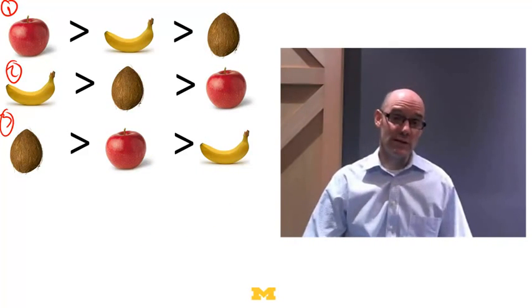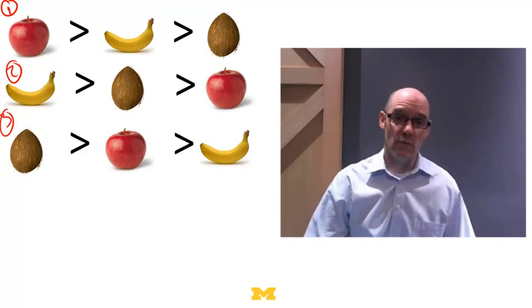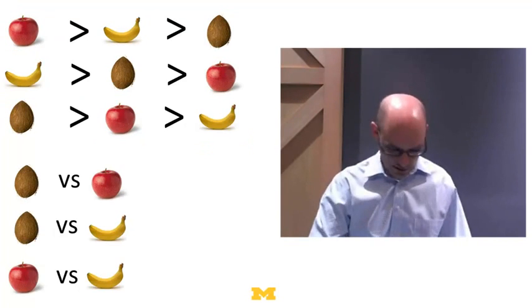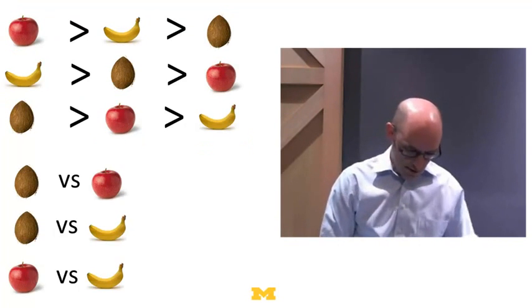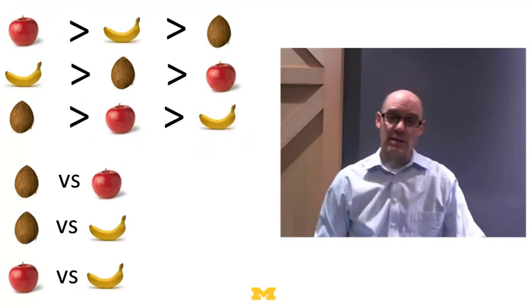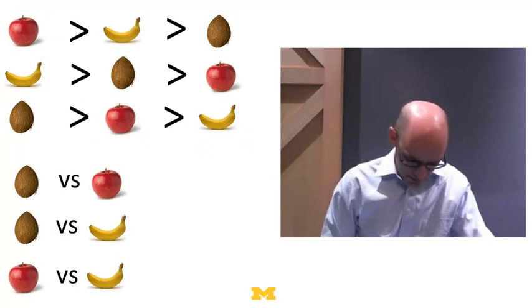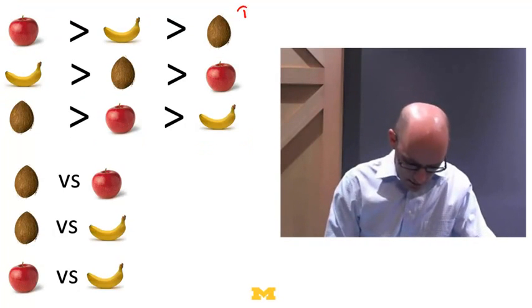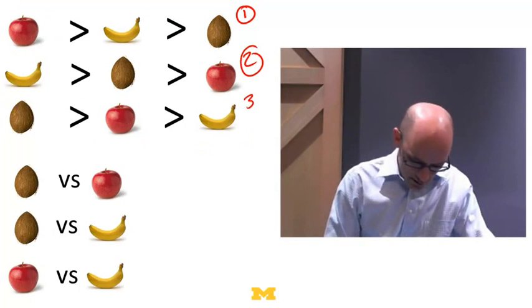Well, one thing we could do is say, let's just do a pairwise vote. So let's just vote these things through. Let's first compare coconuts to apples. So if we have coconuts to apples, we notice that, and again, let's number these people 1, 2, and 3.